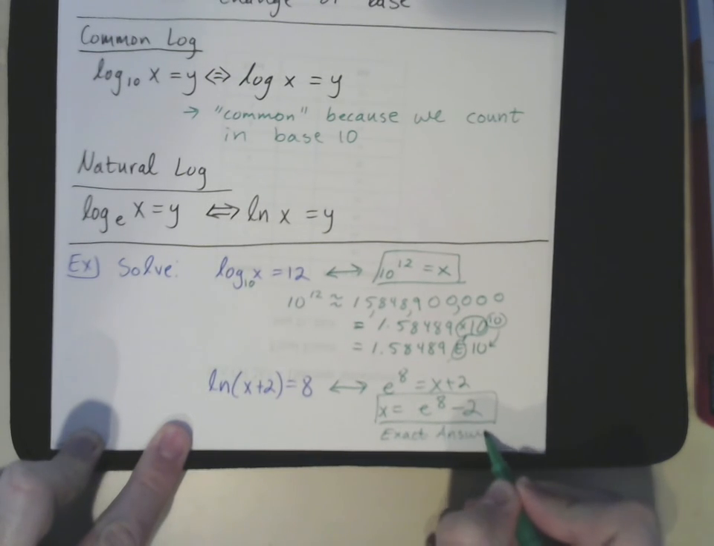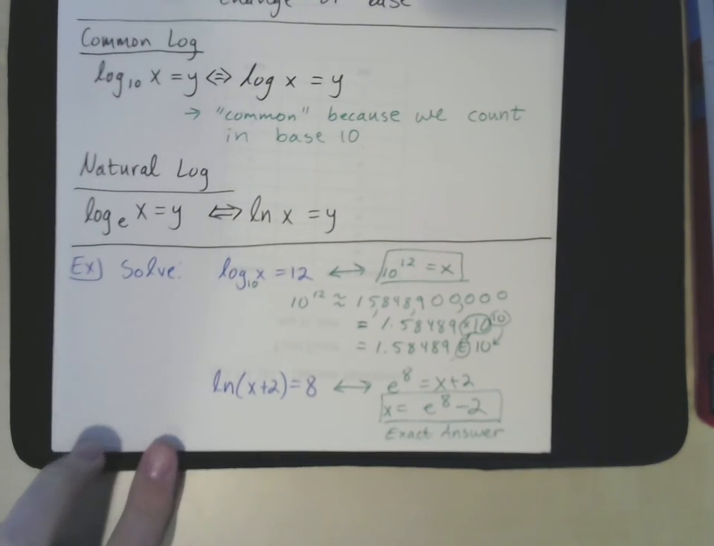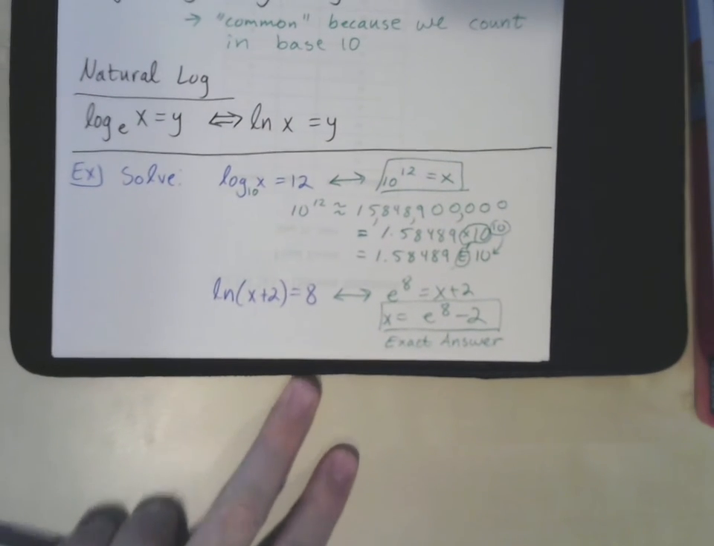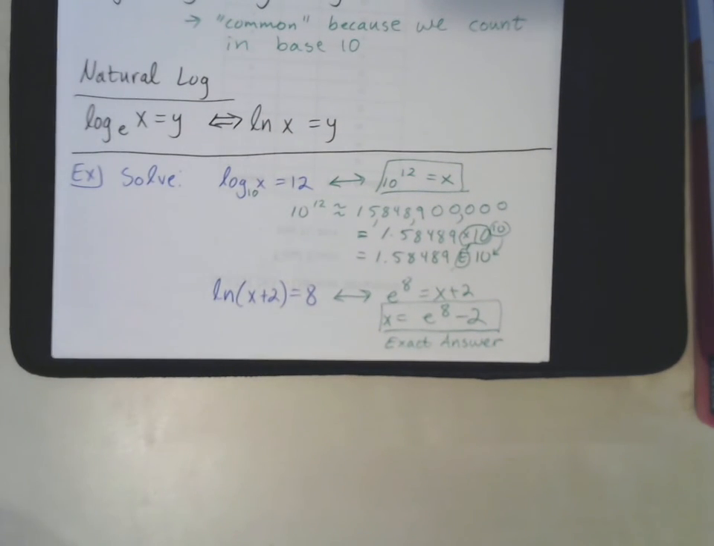And if you want an approximation, you would punch this into your calculator, and your calculator knows exactly what the value of e is, stored to a lot of decimals. I want to say like 100 decimals. You'll never see 100, but just know that your calculator is calculating it correctly.